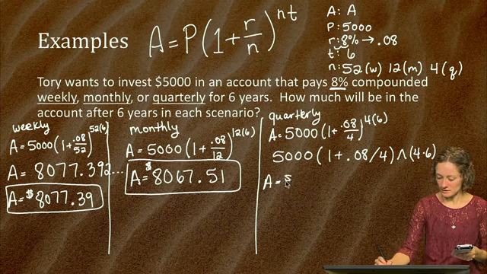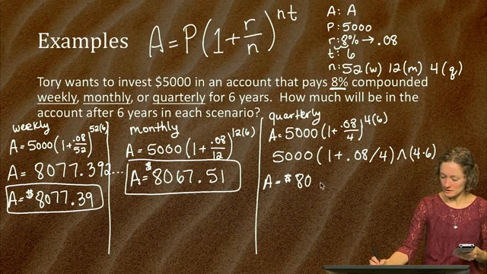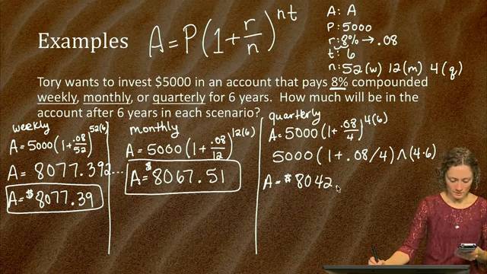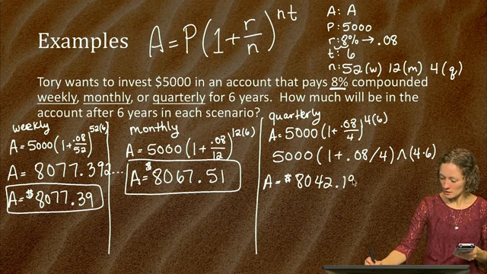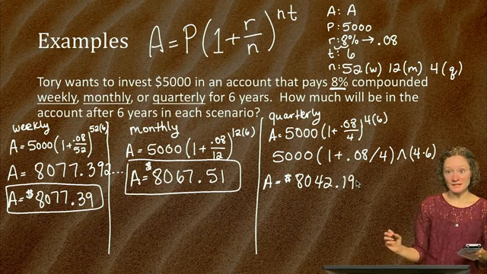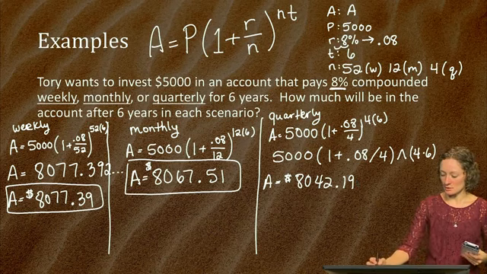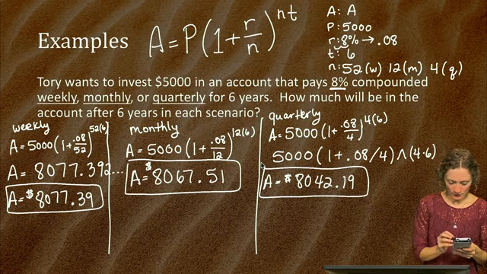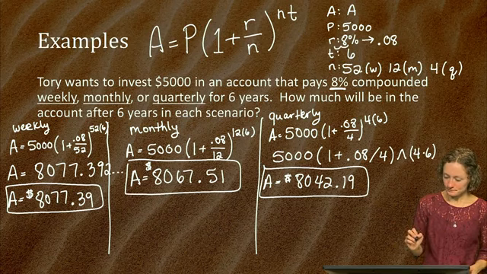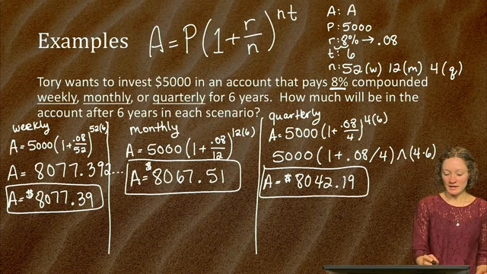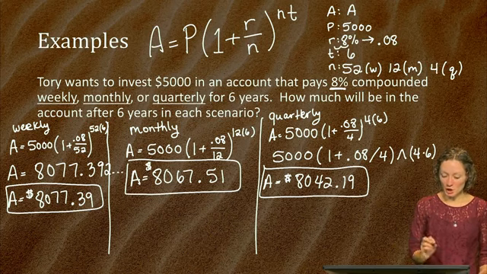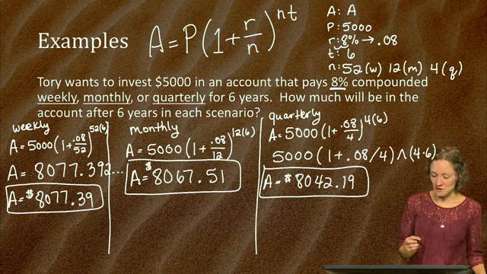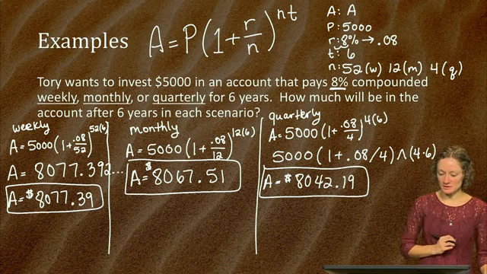And we get 8,042.186, which rounds up to 8,042.19. Make sure it's good. 0.08 over 4, 4 times 6. Good. So not a whole lot of variation in how often it's compounded. The interest would cause a big change, and the number of years would cause a big change.